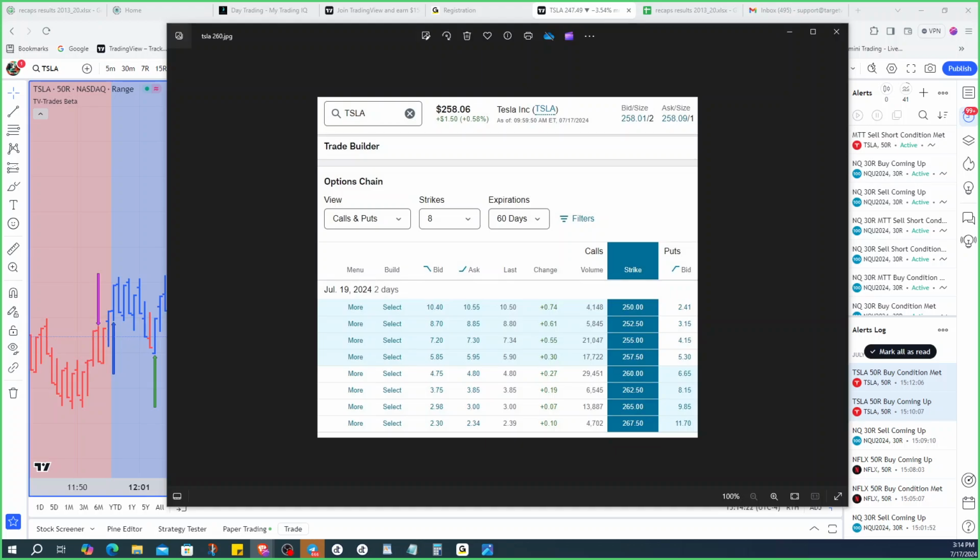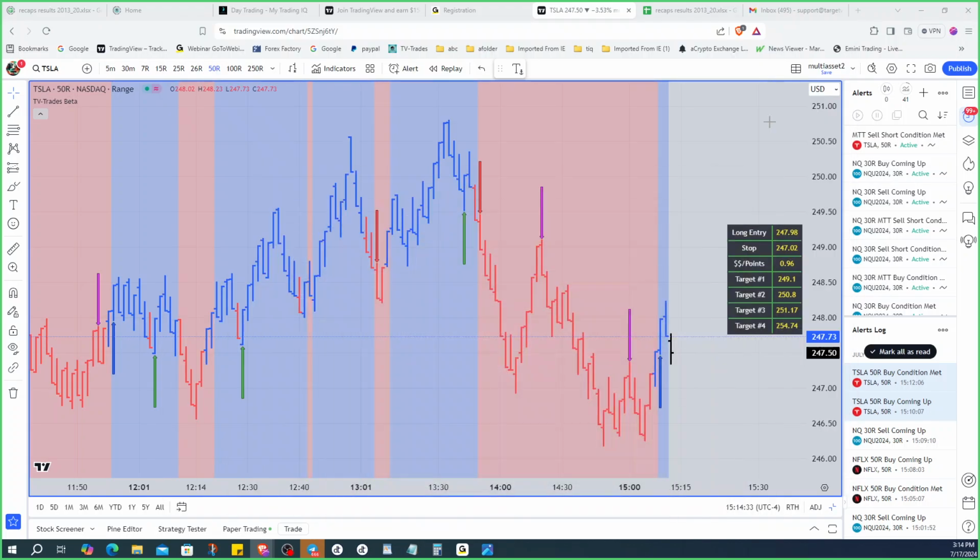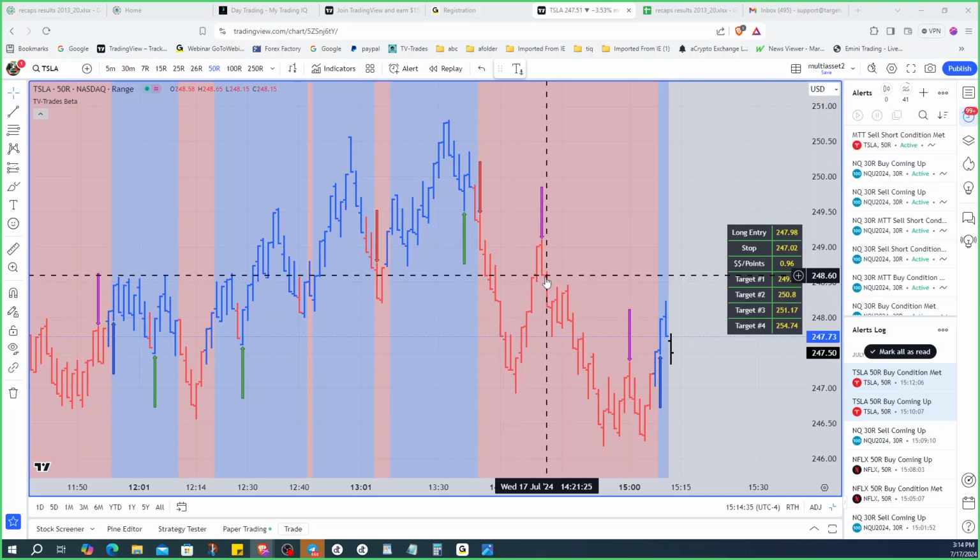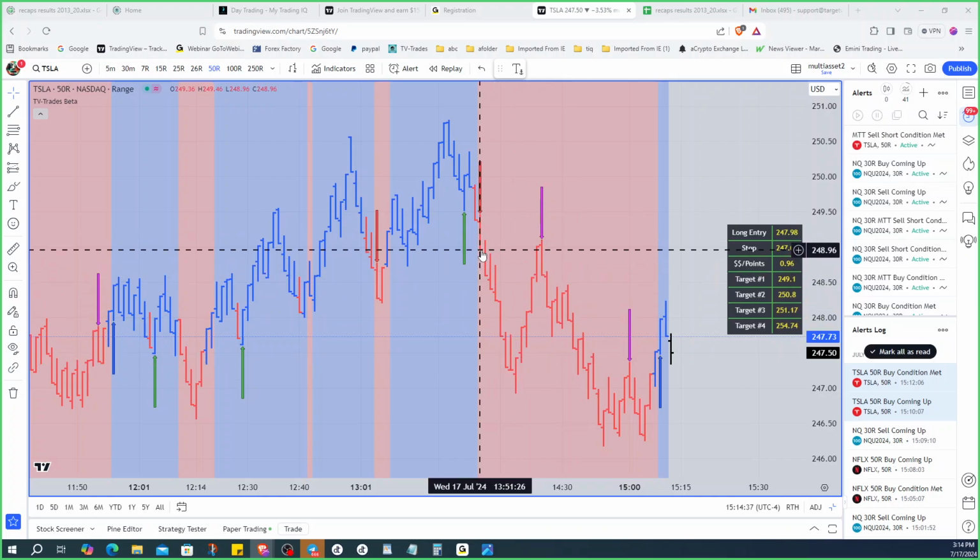Let's see, I just want to see chains. Here we go, and look at Tesla. That's the chain we want to look at. So what was I saying? The 248s is what I was saying, and this was from back here at 1351. So 2 hours ago.